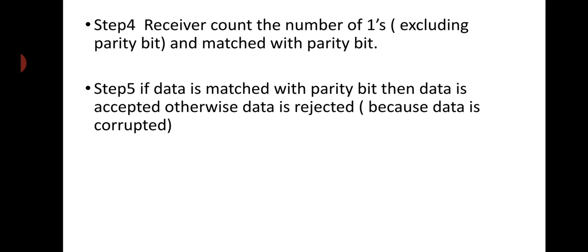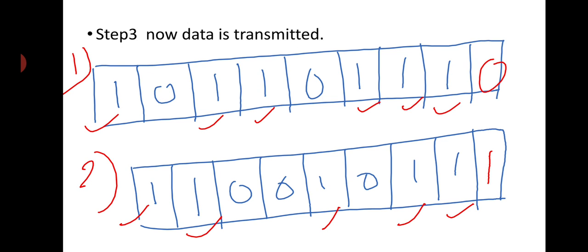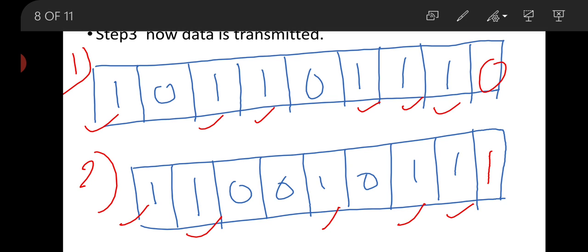अब देखो, अब रिसीवर, व्हाट इज द वर्क ऑफ रिसीवर? रिसीवर इज अगेन काउंटेड दिस नंबर ऑफ वनएस. रिसीवर क्या कर रहा है? इस पेरिटी बिट को क्या किया? हटा दिया, अभी एक्सक्लूड किया, काउंट किया नंबर ऑफ वनएस 1 2 3 4 5 6. दैट मीन्स रिसीवर अंडरस्टैंड द देयर इज द 6, दैट मीन्स इवन नंबर ऑफ 1, देन पेरिटी बिट मस्ट बी 0. अगर हियर पेरिटी बिट इज 0, देन डेटा इज एक्सेप्टेड.